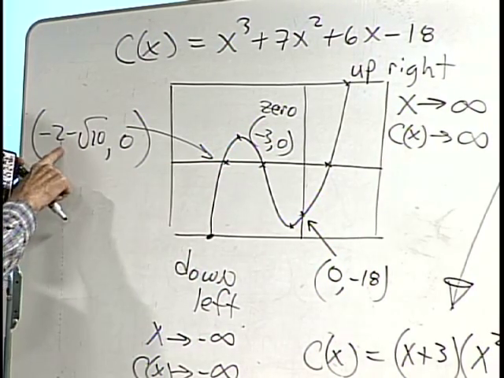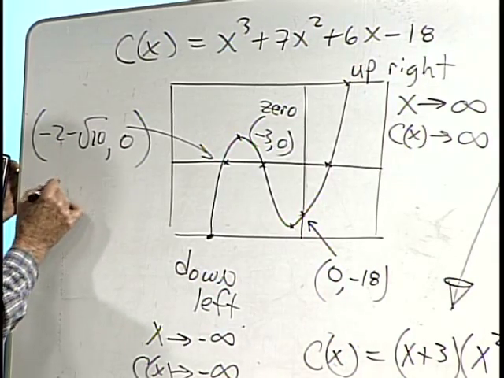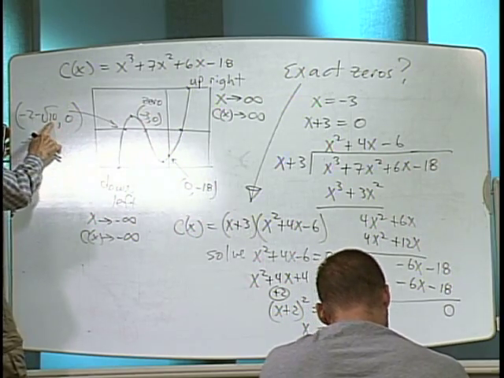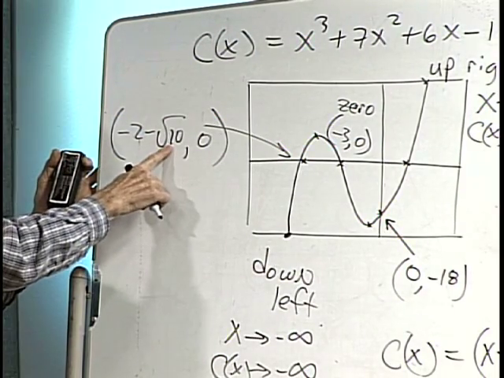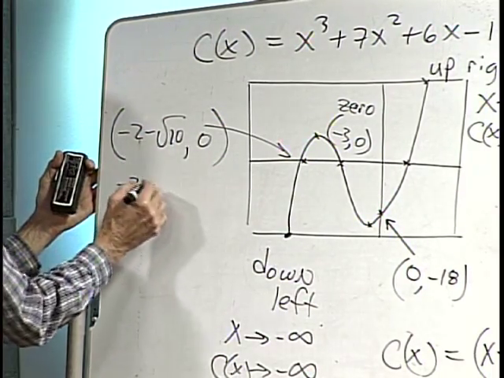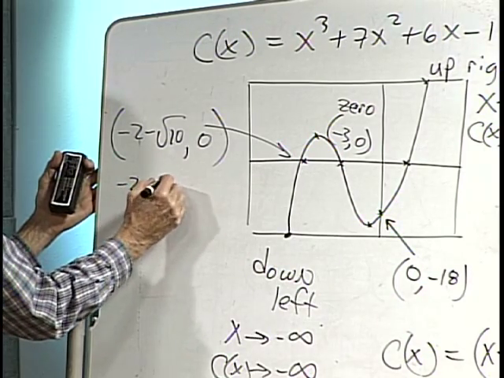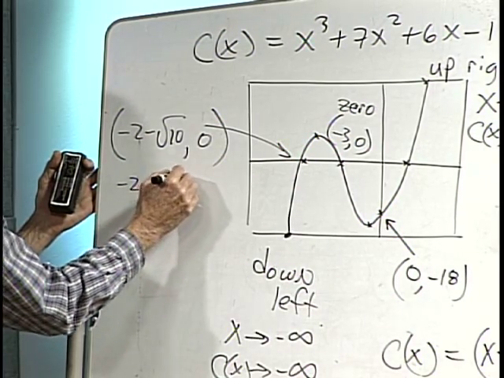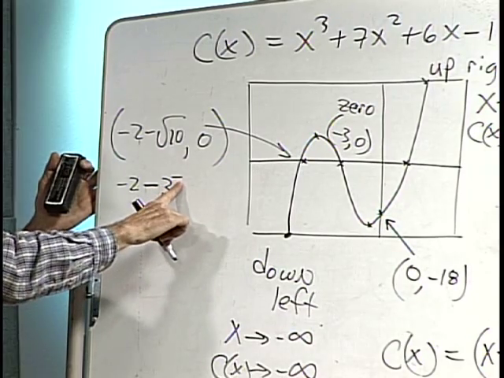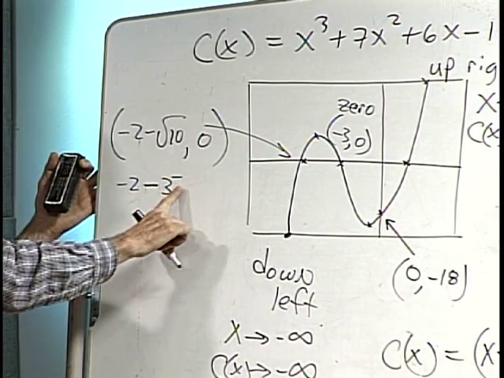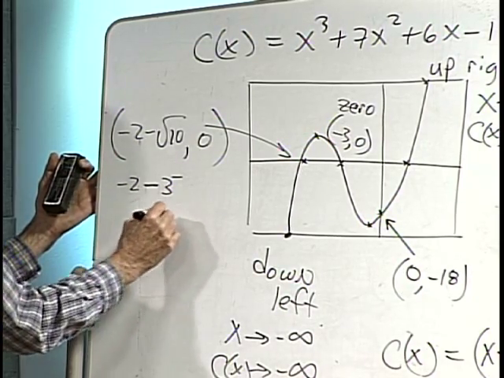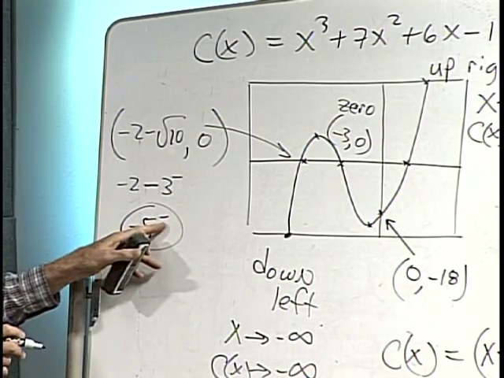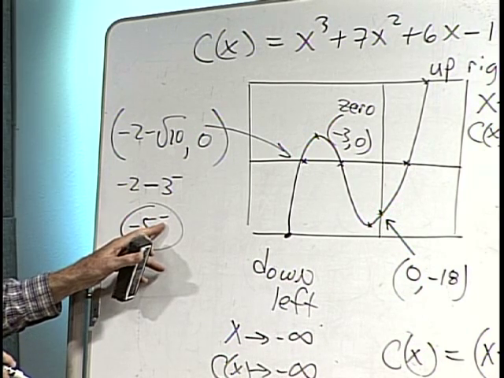Its value, folks, this is -2 minus, and isn't the square root of 10 a little bigger than 3? So we're taking a number a little more negative than -3 away from -2. See how I use that little negative exponent there? And so the sum of these is a little more negative than -5. Mentally.